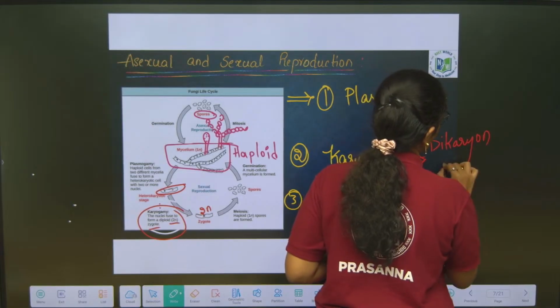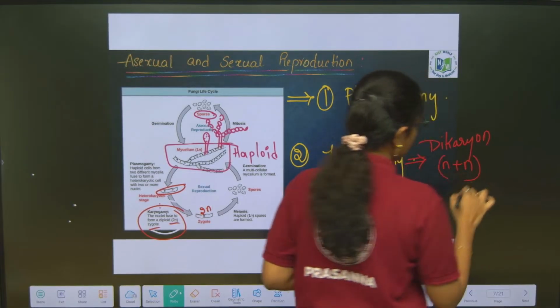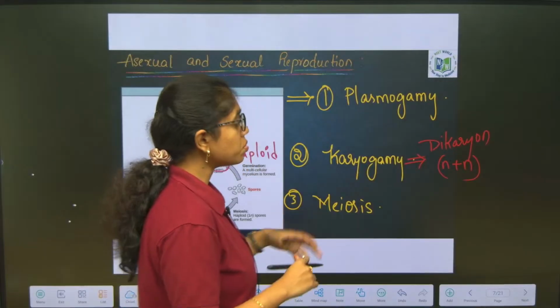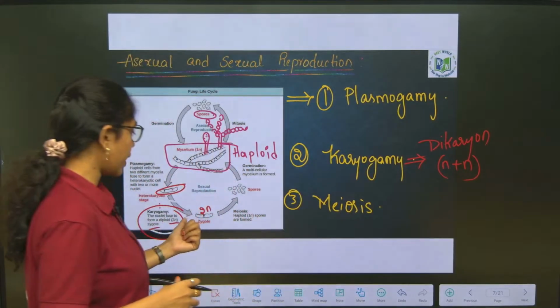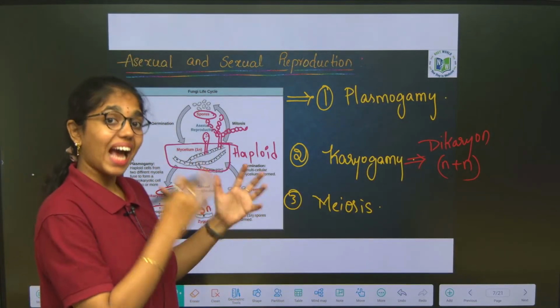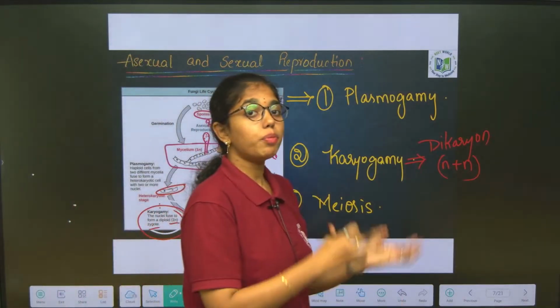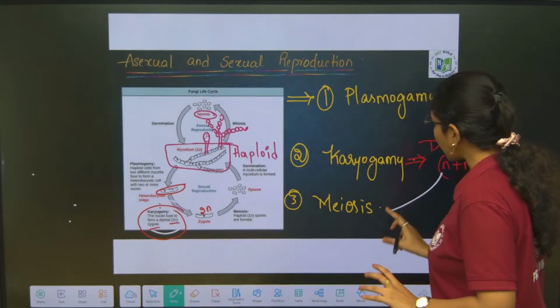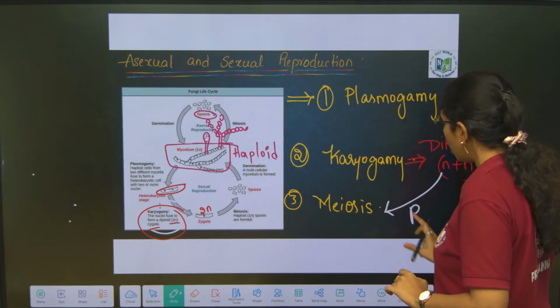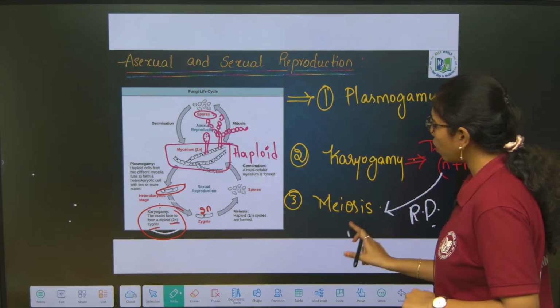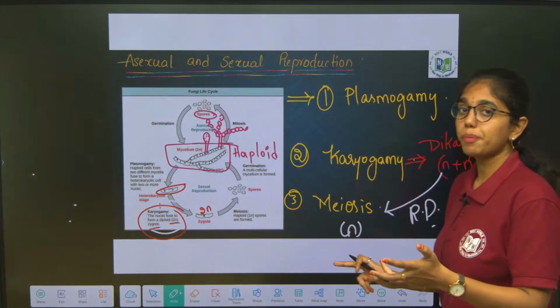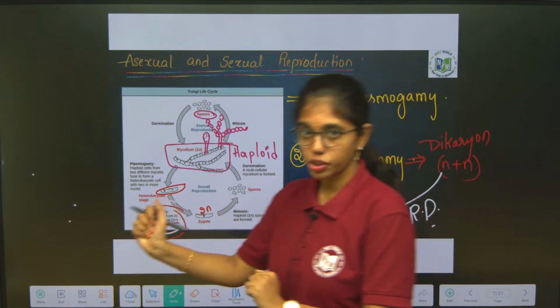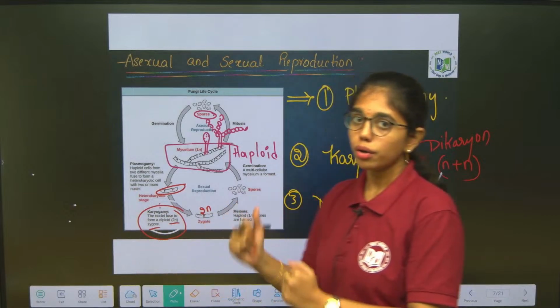Dikaryon condition, that is N plus N condition, is observed, which later forms the diploid condition or zygote, or you can say diploid ascus in ascomycetes, diploid basidium in basidiomycetes. That will further undergo reductional division or meiosis, again forming haploid spores. These haploid spores, falling onto a suitable substrata, will be growing into new hyphae.